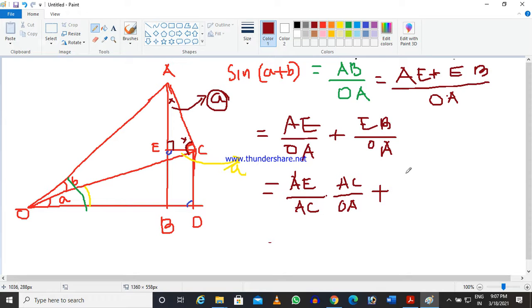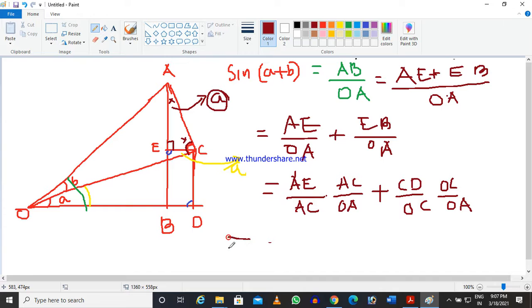Similarly, for the second term, EB and CD are equal. So in place of EB, I will write CD by OC into OC by OA. This OC will cancel, and it remains CD by OA, but CD is equal to EB. So basically it is EB by OA.